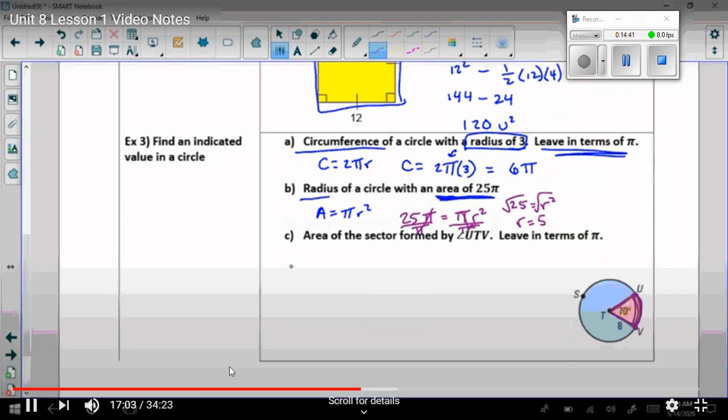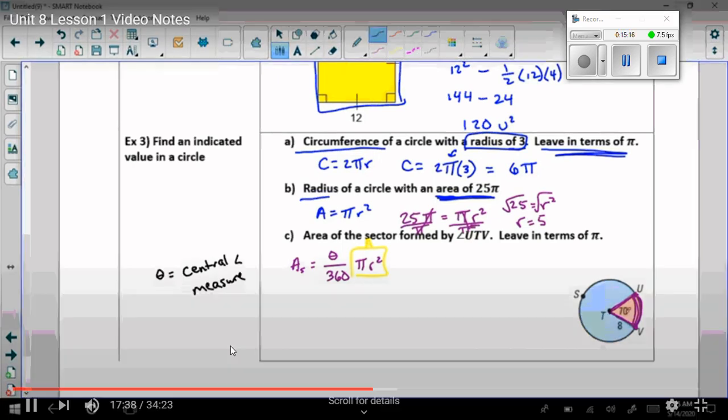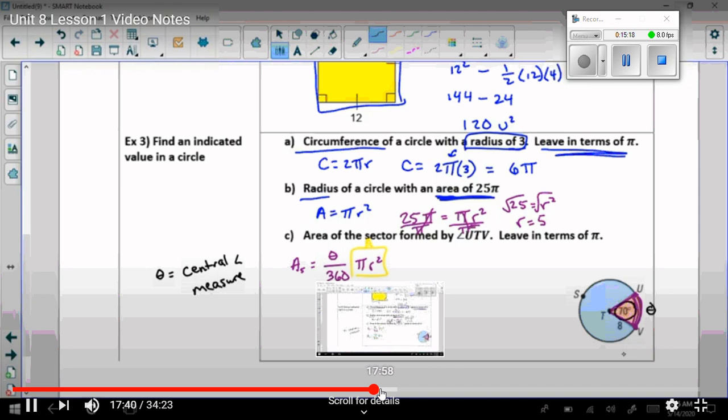A sector is like a slice of the circle, like a slice of pie. What is the area of that? The formula, again, you can see on the first page, is theta over 360 times pi r squared. So it's a fraction of the area of your circle. And so it's a ratio, that theta being the central angle, so the 70. 70 out of 360 is the ratio of the circle that you're taking, because remember there's 360 degrees in every circle. And so your 70 here is your theta.